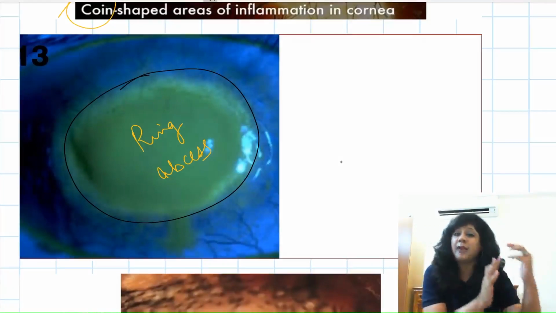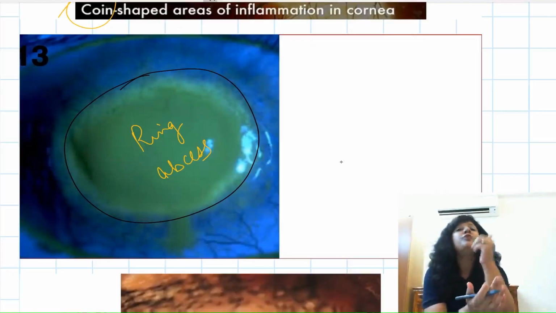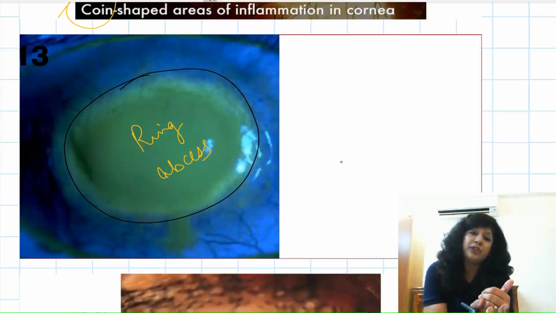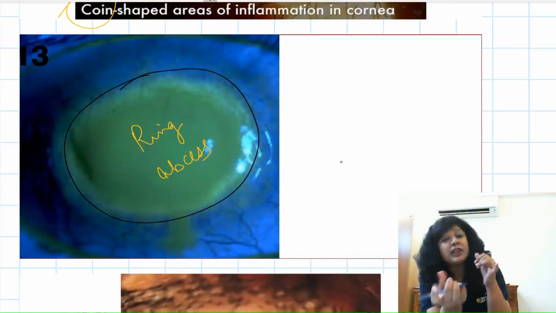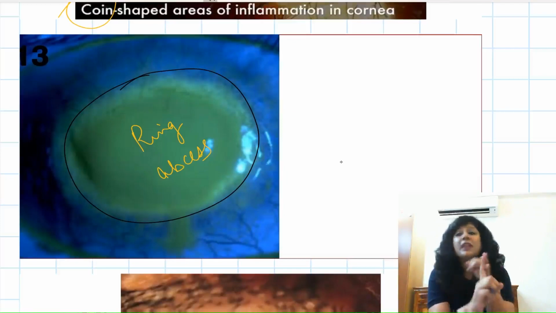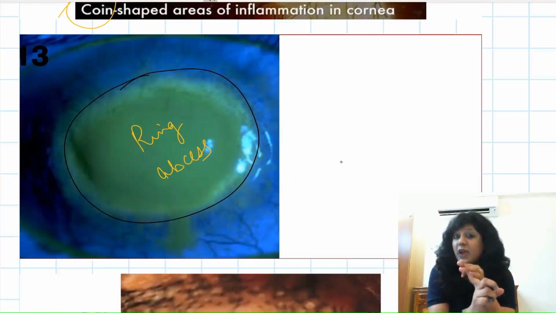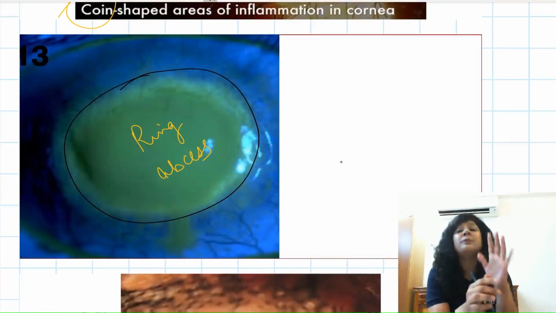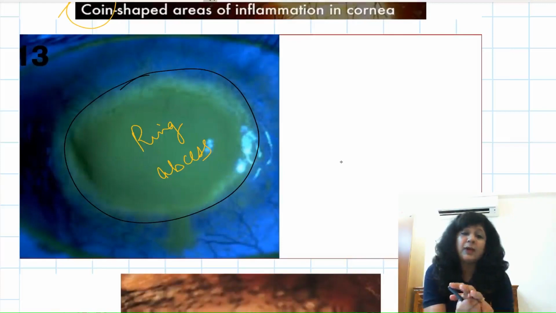Like bacterial ulcers are also painful, but here pain is out of proportion to the amount of the ulcer. So when pain is present in proportion to the ulcer, it is bacterial. When no pain is present, it is fungal. When decreased corneal sensations are present, it is viral. And when pain is out of proportion to the ulcer, then it is acanthamoeba, especially if there is a history of contact lens use.